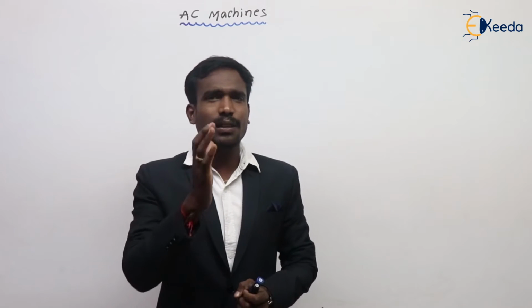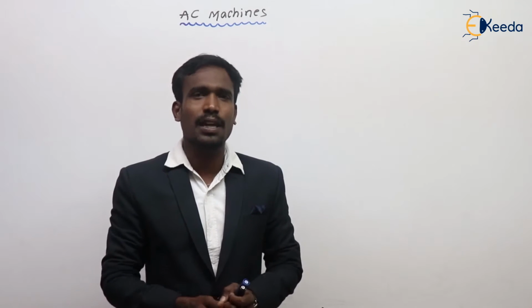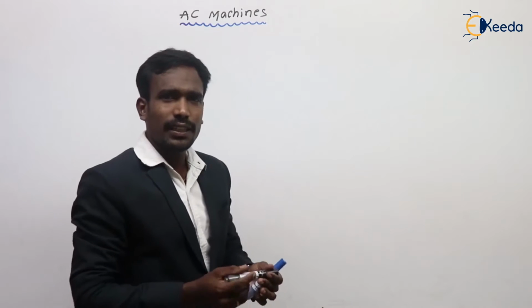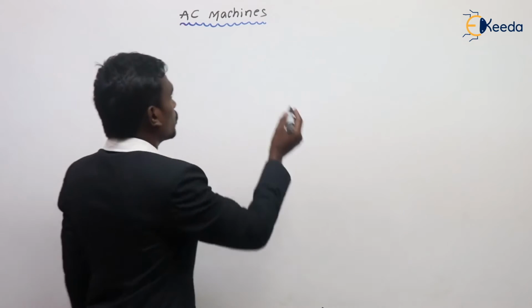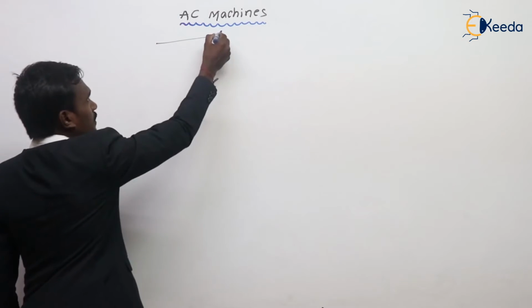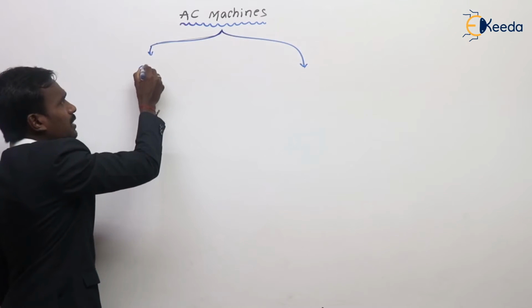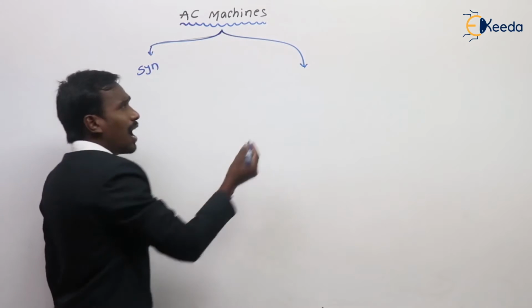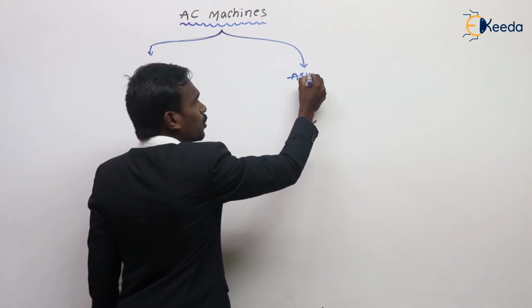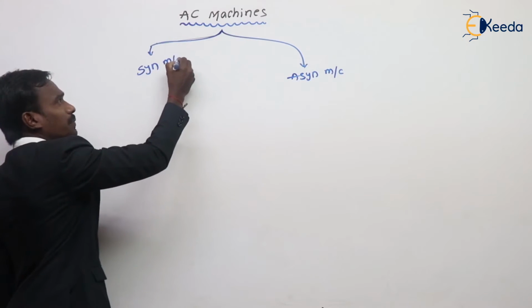Generally, AC machine is nothing but synchronous machine, as per our examination syllabus. But generally, AC machines are of two types. What are those? One is the synchronous machine and the other one is the asynchronous machine.